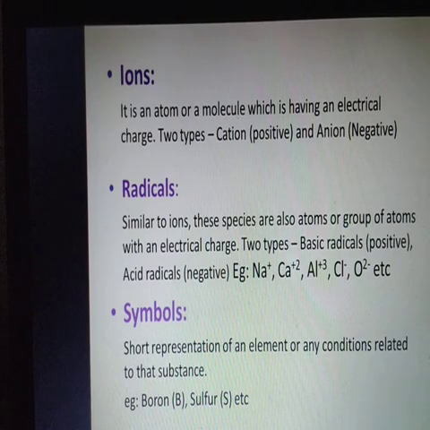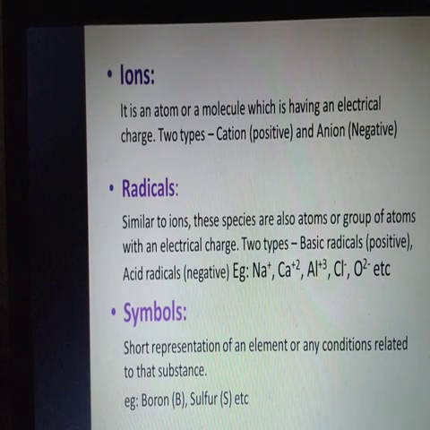And what about the anions? Cl minus, anion. O2 minus, anion. S2 minus, anion. Br minus, anion. All these negatively charged species, and there is a big list, are called anions. Okay? I hope it's clear now. I'm just going for a recapitulation.